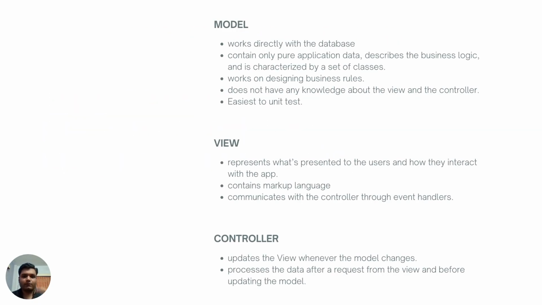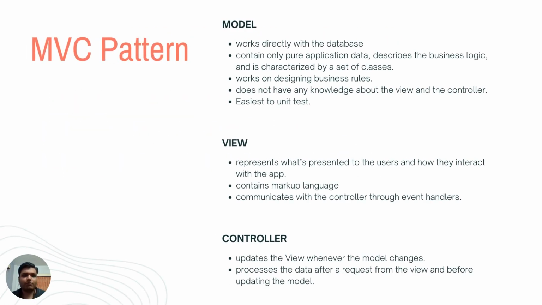Now let us dive deeper into the MVC pattern. Let's first look at what the model is. The model is basically the database and the place where the core business logic of your application resides. It only contains pure application data, describes the business logic, and is characterized by a set of classes. It does not have any knowledge about the view and controller, which means separation of concerns is followed here.